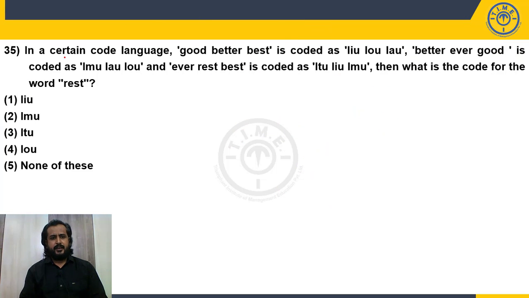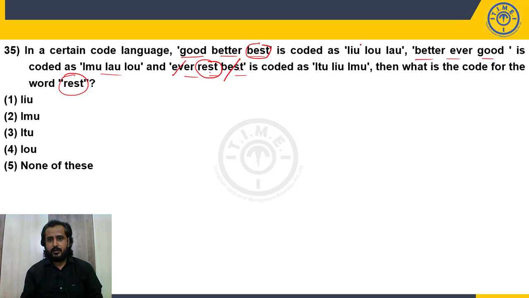Now see the question number 35. Again coding and decoding. In certain code language, good, better, best is coded as so and so. Better, ever, good is coded as so and so. Ever, rest, best is coded as so and so. Then what is the code for the word rest? We have given a single question. So when the single question is given, no need to identify the codes of each and every word. That is time waste. So rest is in the third statement. So to identify the rest, remaining 2 have to be eliminated. Where we have the best? Here we have the best.